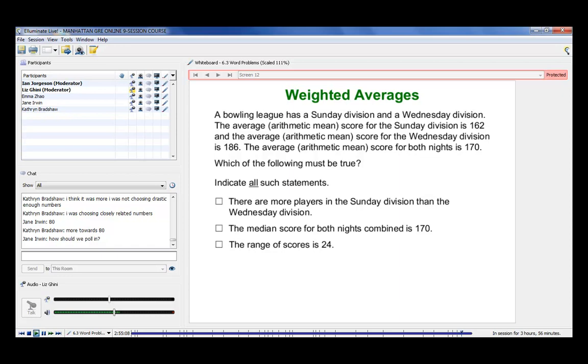Okay, very few answers up. All right, so let's vote a different way. I want you to, which of the following must be true is our issue.